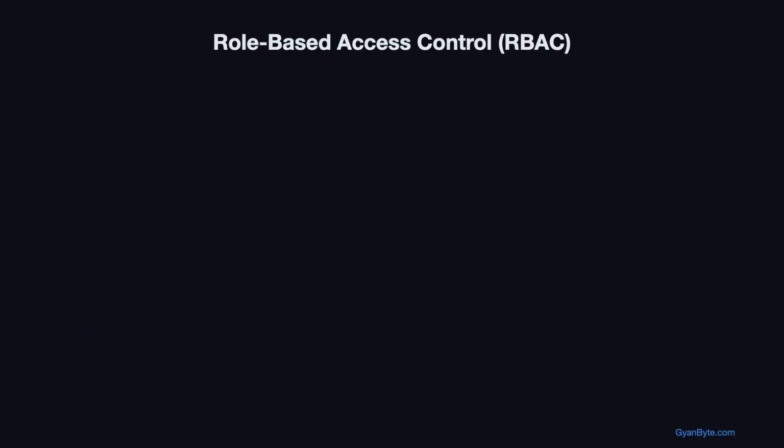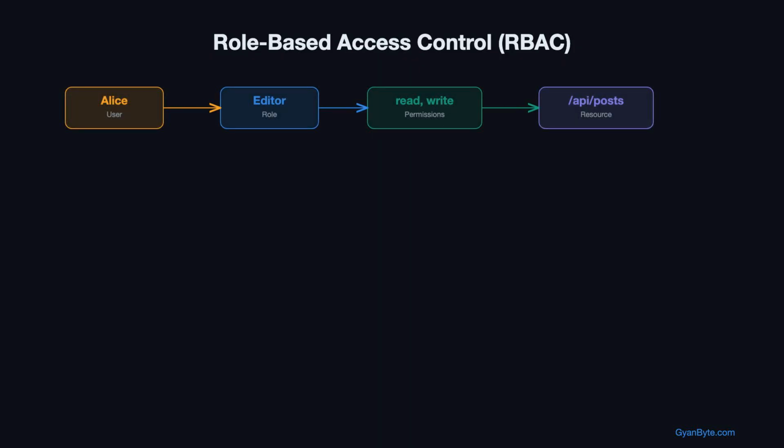Role-based access control is the standard model. Alice is an editor. Editors can read and write. So Alice can read and write to the posts API. The server checks the role, not Alice's name, not her user ID.